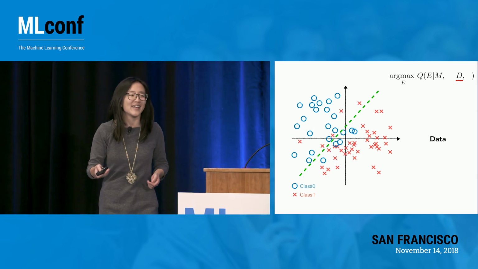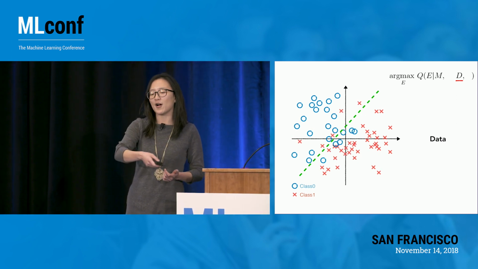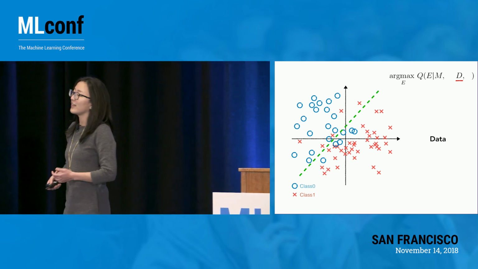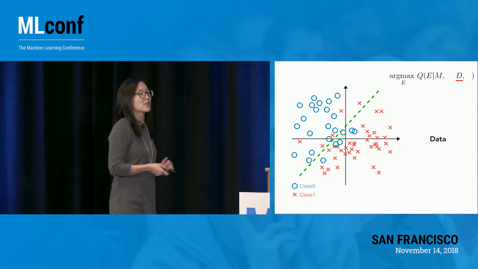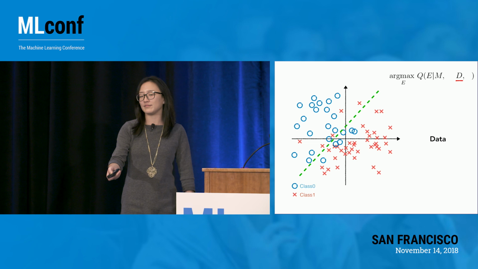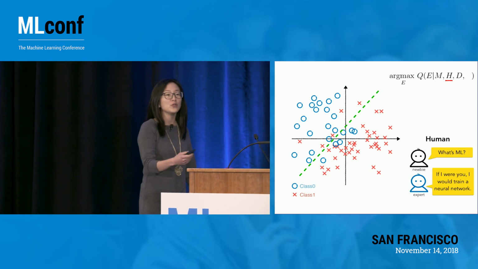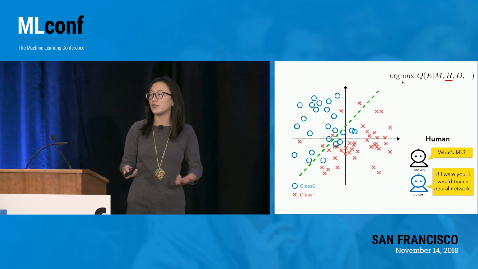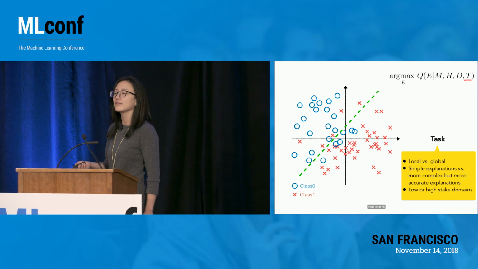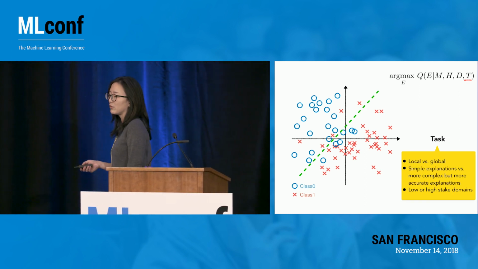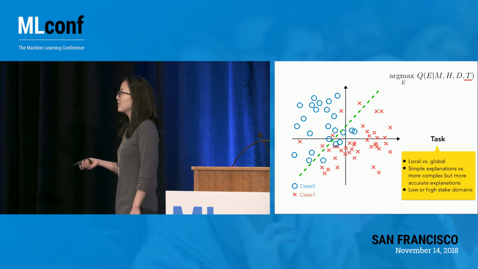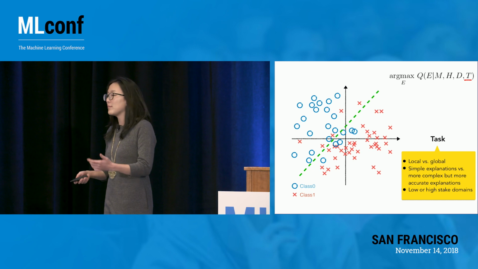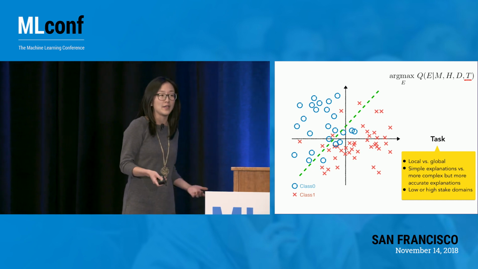But we all know that data is never that simple. Often we'll see one class crossing over the other's decision boundary, in which case you might need something a little more complex to get your head around what's going on. Human matters, whom you're generating this explanation for. Generating for a newbie would be different from doing it for an expert. Task matters. If you're working in high-stakes domains, you might have more budget for understanding and parsing the explanation. Maybe a more complex explanation might be a better fit.